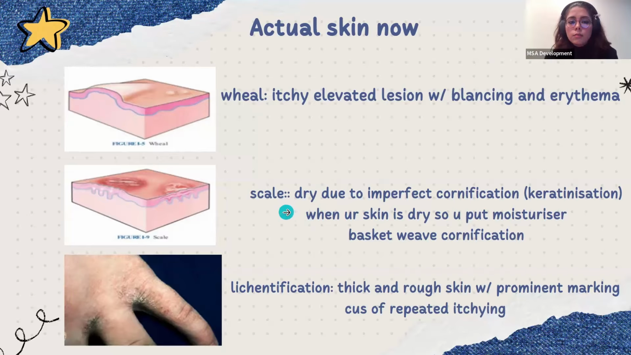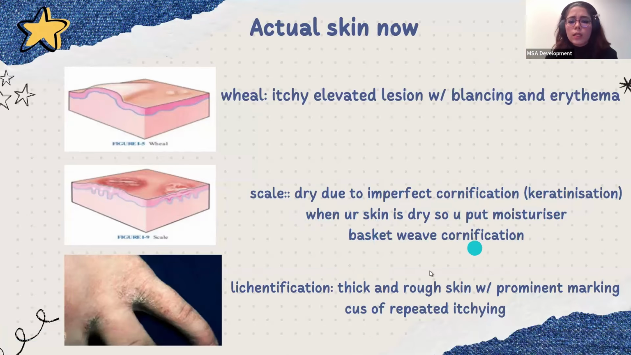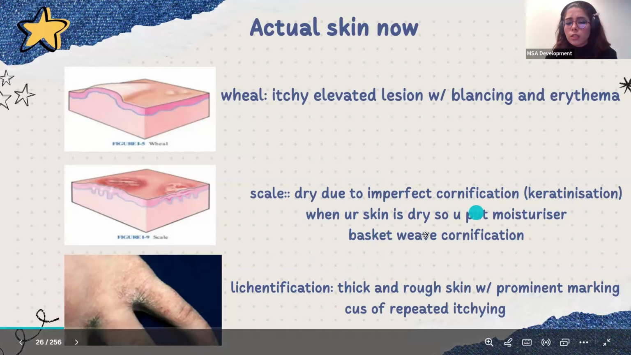Scale. It's like a dry piece of skin. Imperfect cornification, which is keratinization. When your skin is dry, you put moisturizer. A key word is basket weave cornification. It's mentioned in another disease. We'll go over it, don't worry.